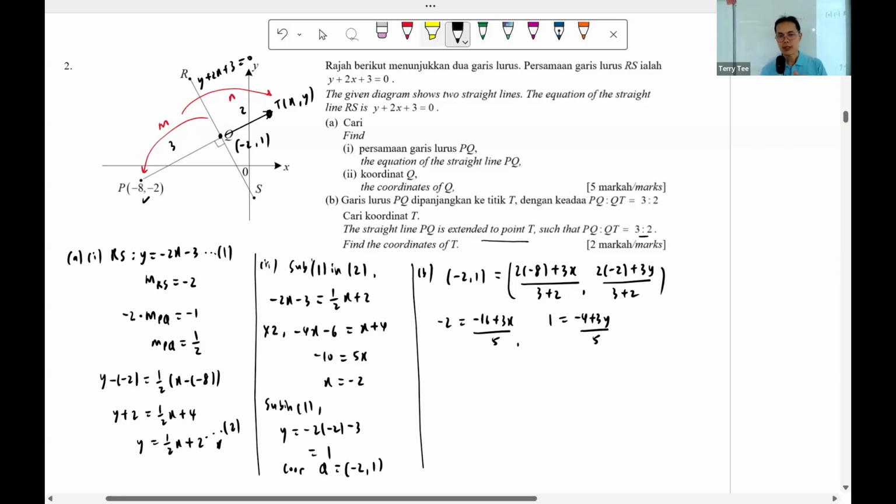Okay, you can multiply over: negative 10 equals negative 16 plus 3x. Your 3x is 6, x is 2. 5 equals minus 4 plus 3y. 3y equals 9, y is 3. Therefore, what's our coordinate point T? Coordinate point T is 2, 3.